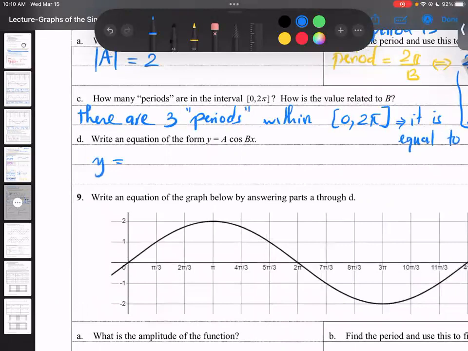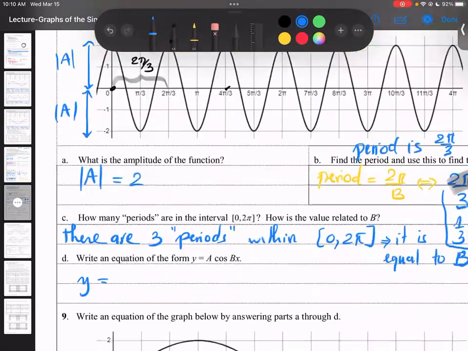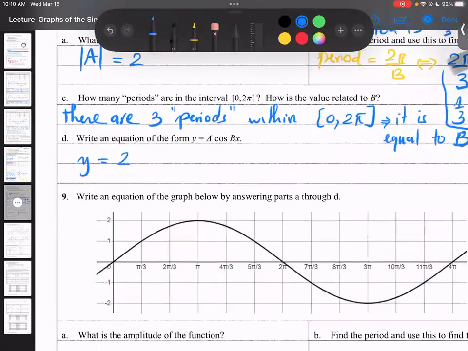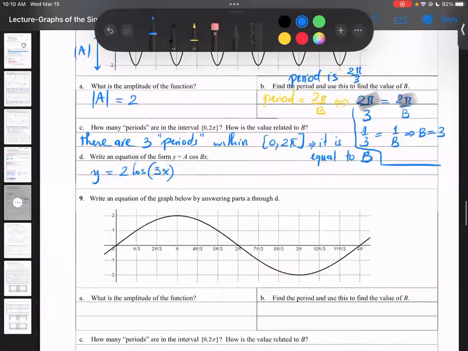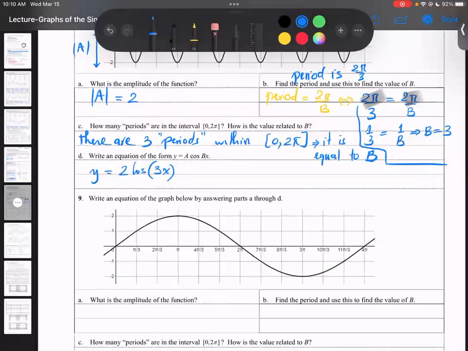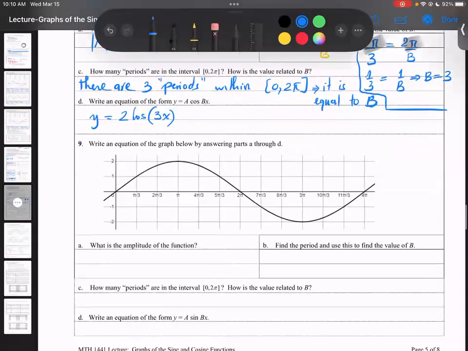A is 2. Let me double check. A is 2. There's no flipping, so positive 2. B is 3, so cosine 3x. You can check with decimals. I don't have time, so I'm just not checking it today. Number 9 is your U try 2.